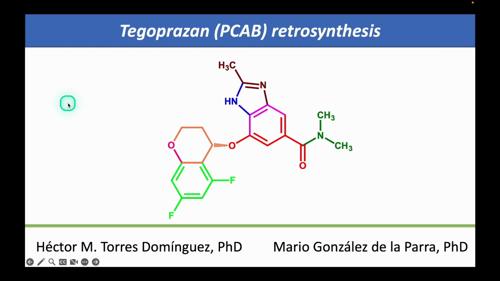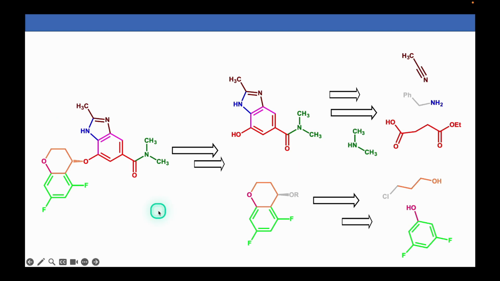Hello! In this video, we present the retrosynthesis of Tegoprazan, a drug belonging to a new class of anti-ulcer medications, the potassium-competitive acid blockers. In this retrosynthesis, a substituted benzimidazole and a chiral substituted cromanol are generated as key precursors, which in turn are prepared from accessible raw materials, as we will see later on.